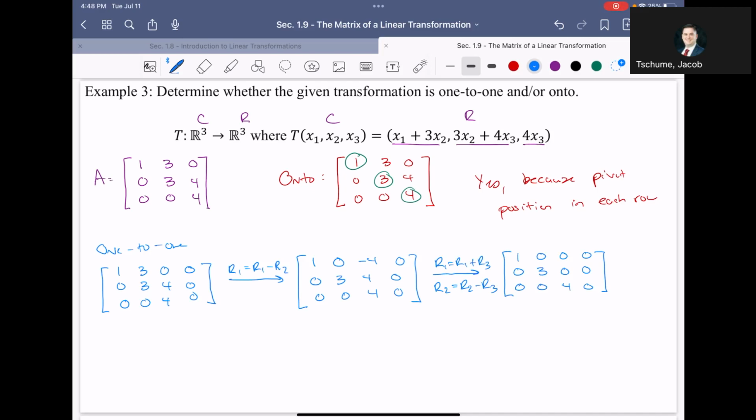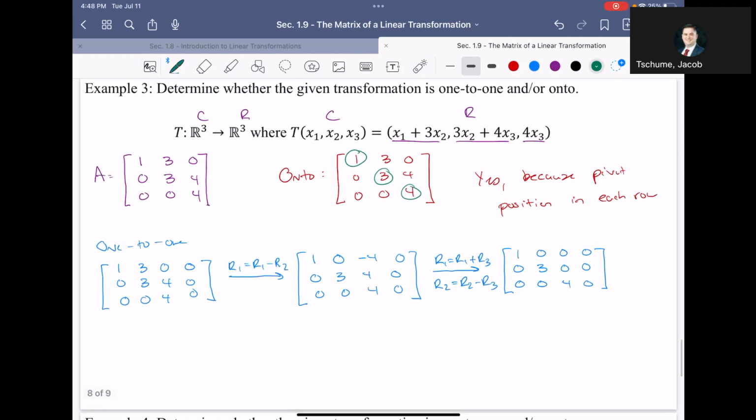As you can see from right here, you don't really need to go any further. You've got the 3 pivot positions. You did not end up getting a row of all zeros. So in this case, there are no free variables, which implies that this transformation is not, I'm sorry, it is, let me rephrase that. I wrote the wrong thing. Since there are no free variables, this implies linearly independent, which for us means yes, one-to-one.